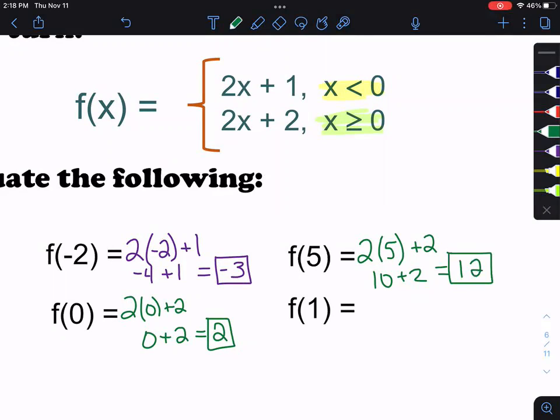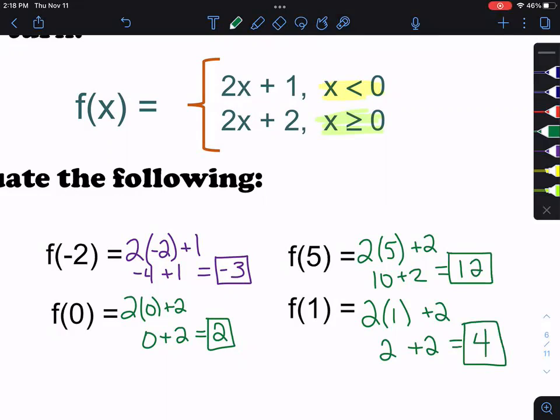Last one down here on the right-hand side, f of 1, telling us we have an x value of 1. 1 is greater than or equal to 0. So we're going to plug in again to the bottom, 2 times 1 plus 2. 2 times 1 is 2. 2 plus 2 is 4.